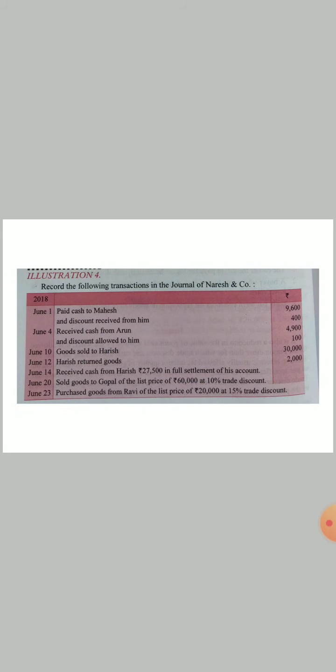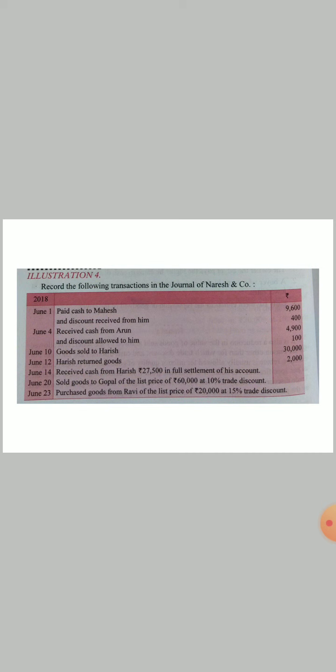So now moving to question number 4, we have a few transactions in which we will use these compound journal entries. This also includes the discount column. Like the first point said, paid cash to Mahesh and discount received from him. We are paying cash and also receiving discount. That means Mahesh will be debited and cash and discount will be credited.